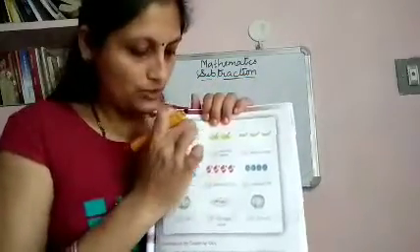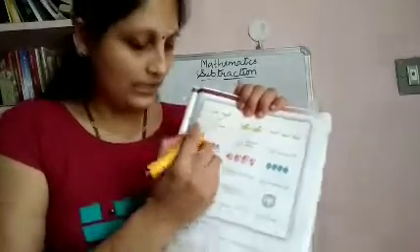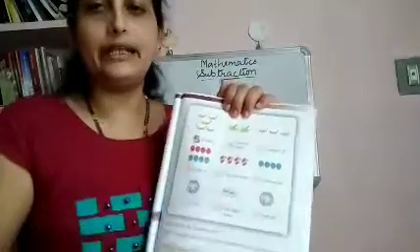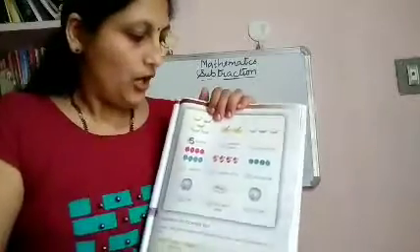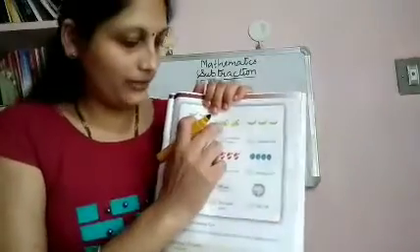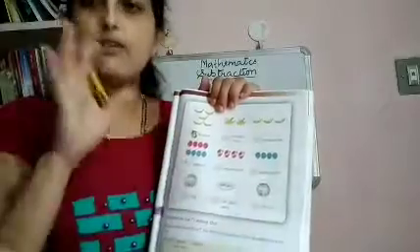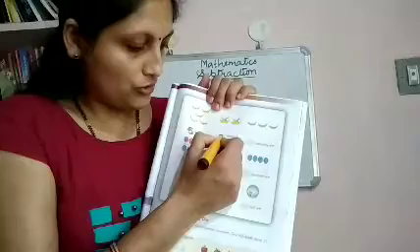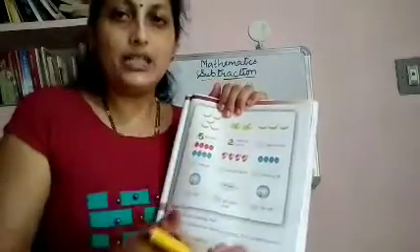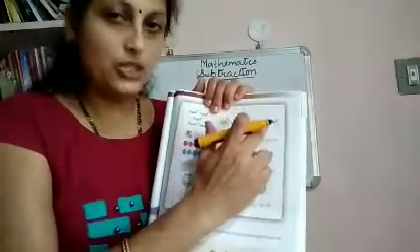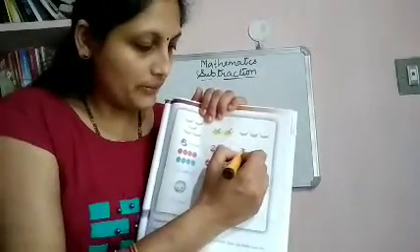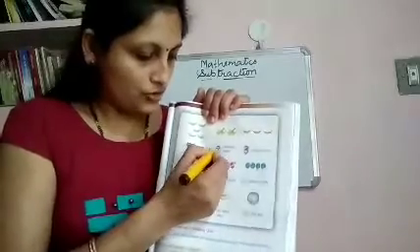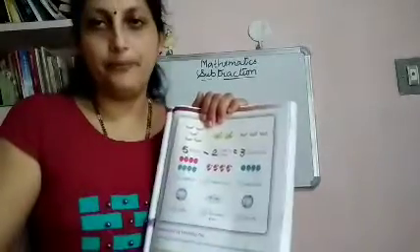Next one, see here. How many bananas are there? 1, 2, 3, 4, 5. 5 bananas are there. How many bananas are eaten? You can see here 1, 2. 2 bananas are eaten. There were 5 bananas. From out of 5 bananas, 2 are eaten. After eating, how many are left? 1, 2, 3. 3 bananas left. So right here 5 minus 2 is equal to 3.